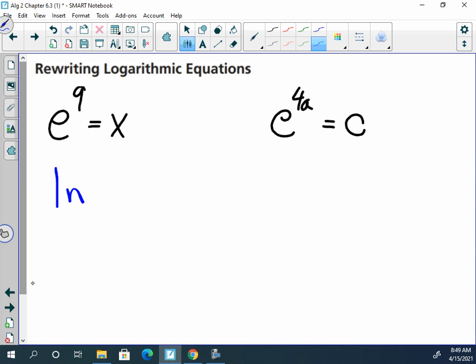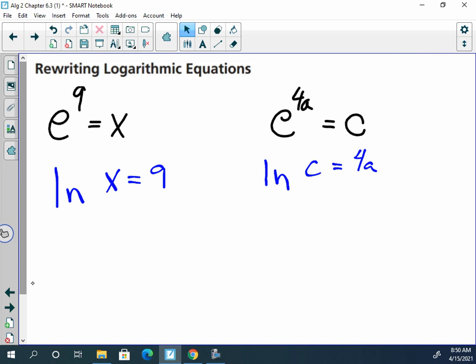ln of x is equal to 9. We don't have to write the base, because we could say natural log base e of x is equal to 9. But because the natural log's base of e is understood, we don't have to rewrite it. So we just can say ln of x is equal to 9. Any question with either one of these?